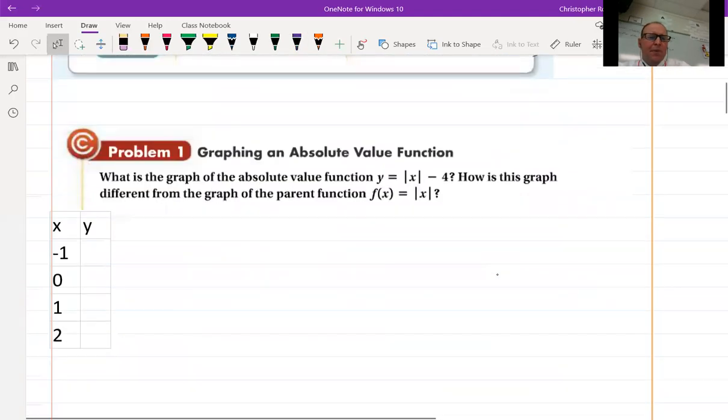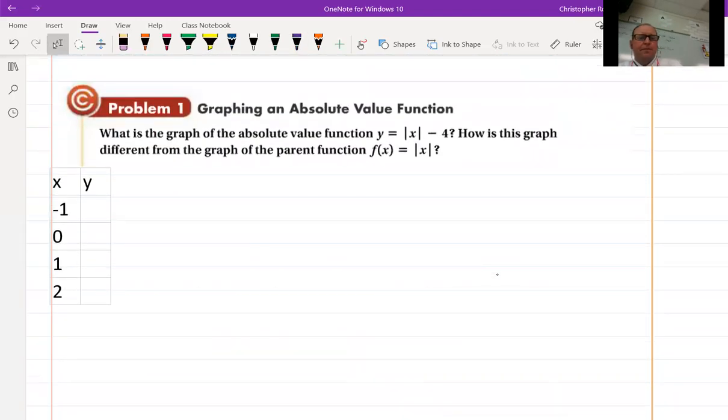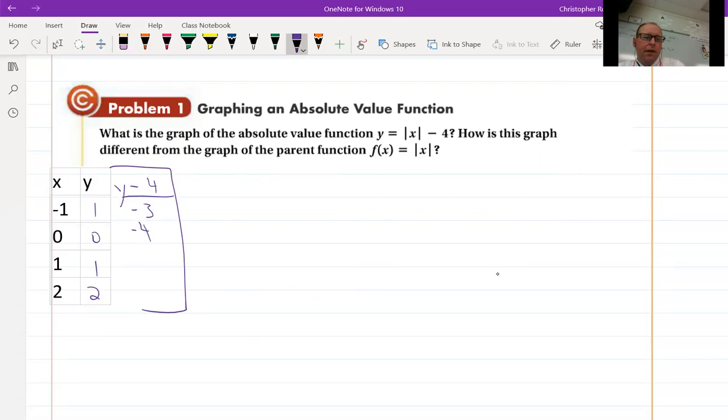Okay. So what are we going to do with it? We're going to take a look at a function. So absolute value of x. Absolute value of negative 1 is 1, 0 is 0, 1 is 1, 2 is 2. Well, what if we did absolute value of x and then we did minus 4? So now we're just going to deal with y minus 4 and see what that would be. So this is now 1, because I plugged in negative 1, I got 1, and then took 1 and subtracted 4. So I'm at negative 3. 0 minus 4 is negative 4. 1 minus 4 is negative 3. And 2 minus 4 is negative 2.